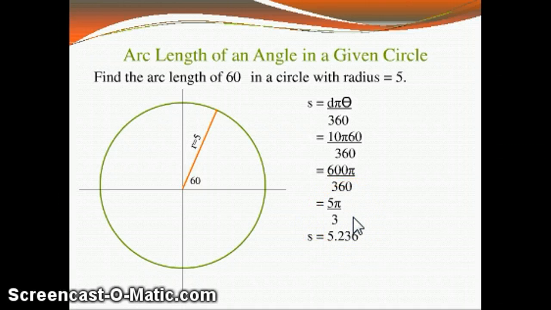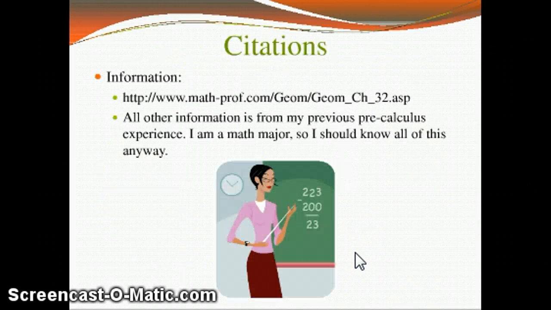Now you can use 3.14 for pi when you calculate this answer, or you can just go all out and do 5 times the symbol pi on your calculator and then divide that answer by 3. So you should get approximately 5.236. And this has been my presentation.